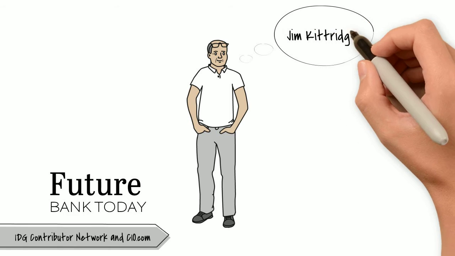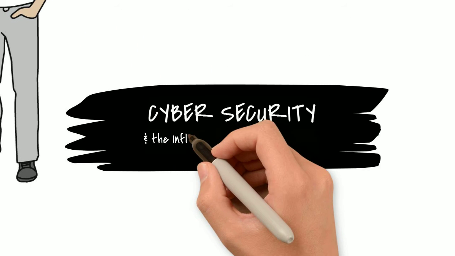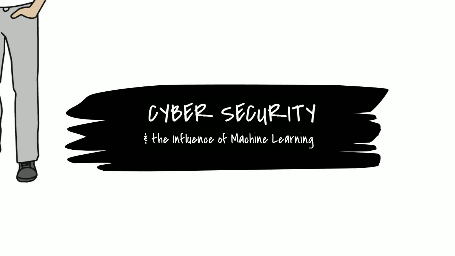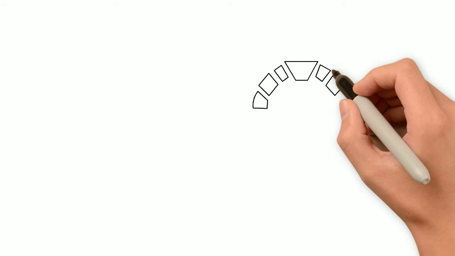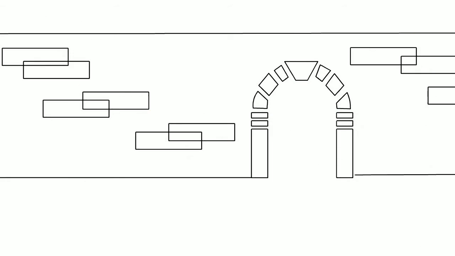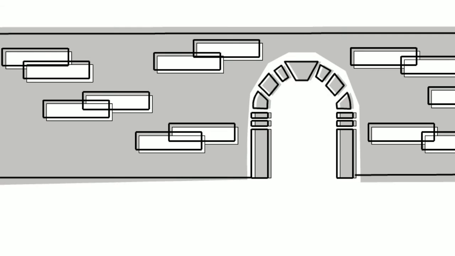This is your host, Jim Kittredge, and today's episode is on cybersecurity and the influence of machine learning. I think it might be useful to begin by discussing how we protect our environments today. There are three basic methods which also happen to follow the evolution of cybersecurity.